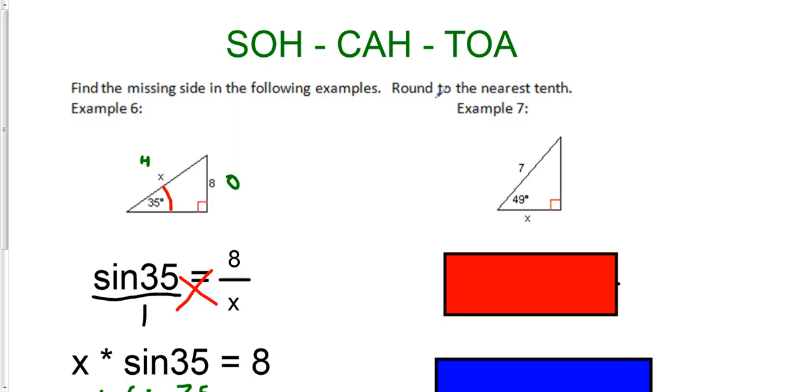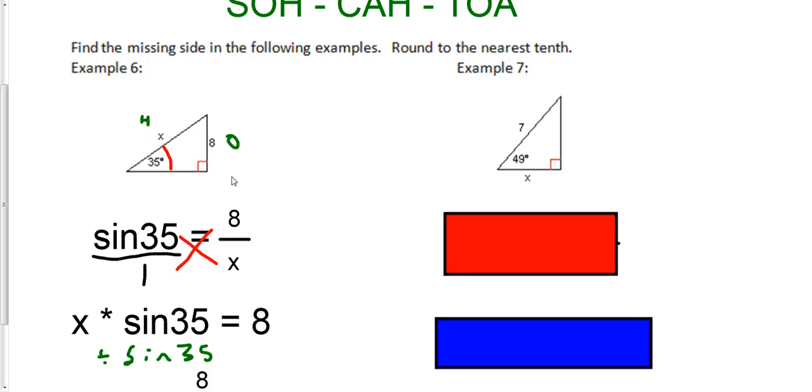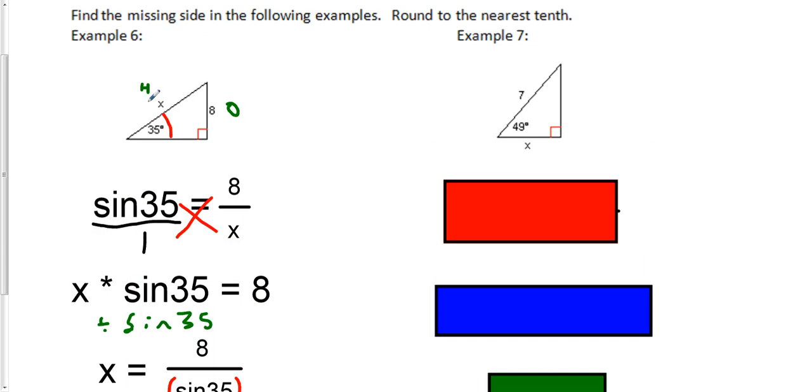Again, it says round to the nearest tenth, and that looks like it makes sense. If this is 35 degrees, this is 8, this should be, or could be, around 13.9. It's not super, super long. It's not less than 8. The hypotenuse should never be less than one of the sides. It should definitely be longer. So 13.9 makes a reasonable answer there.